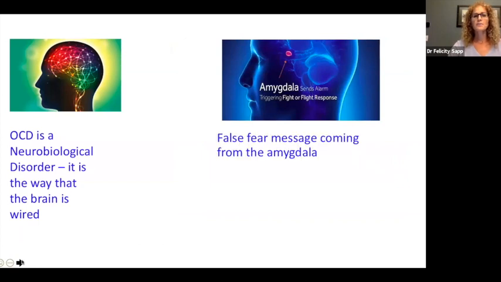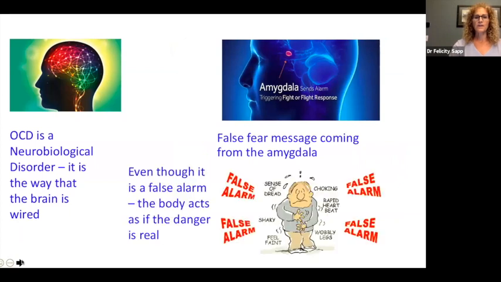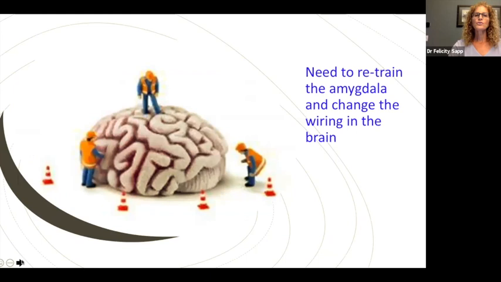There is a false fear message that's coming from the amygdala. And even though the message is a false alarm, the body doesn't know the difference, and it acts as if the danger is real. And so in order to take back control from OCD, we need to retrain that amygdala to change the wiring in the brain.